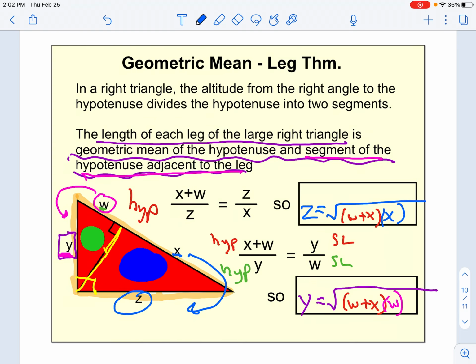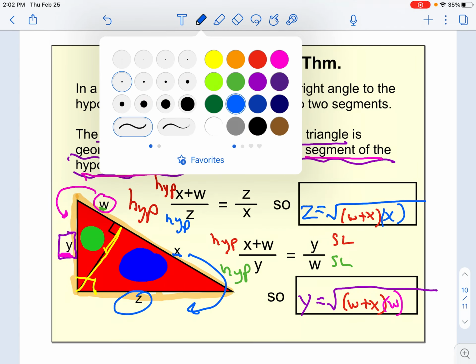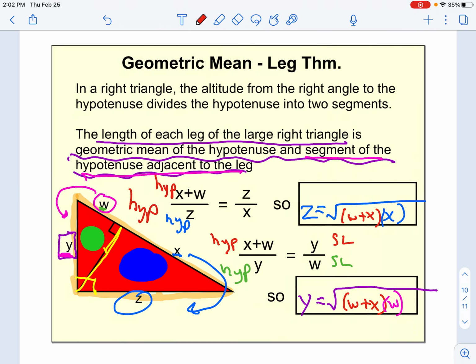And again, using that similar triangle strategy, W plus X is the hypotenuse of the red triangle, and Z is the hypotenuse of the blue triangle. And those hypotenuses will be in the same ratio as Z in our red triangle, our longer leg, compared to X, our longer leg in our blue triangle.